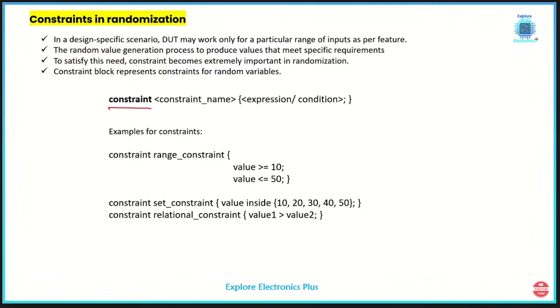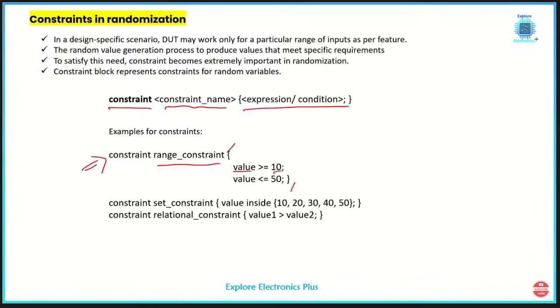We need to use a keyword constraint. We should give a name to the constraint. Then within the curly braces, we need to write what the condition is. For example, constraint, range constraint is the name. Within the curly braces, you can see I am putting a constraint for a value that it should be greater than or equal to 10.